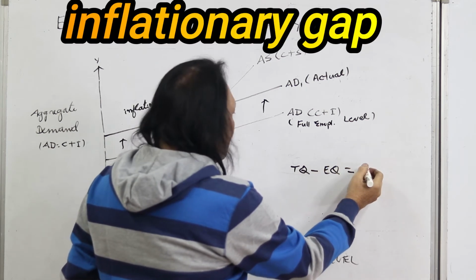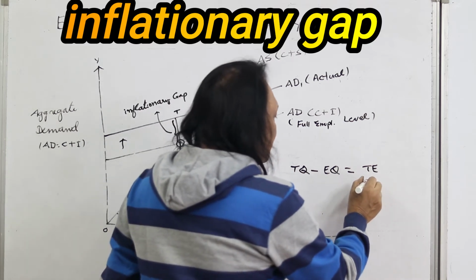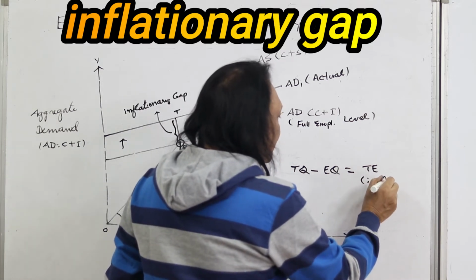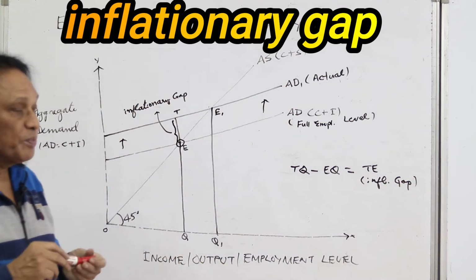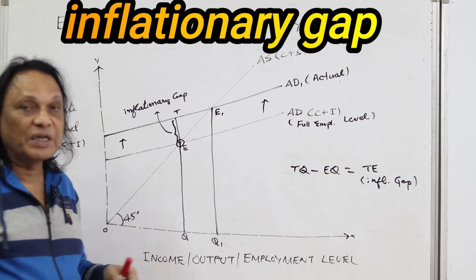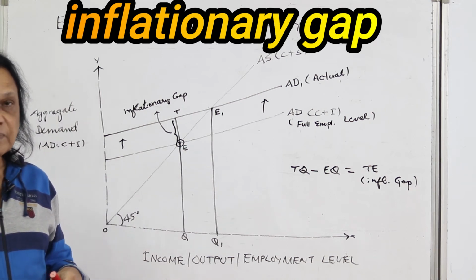So that is equal to TE. This is your inflationary gap. You can write it here, this is inflationary gap. This much is the inflation that happened here. That means it shows the inflation level in the economy.